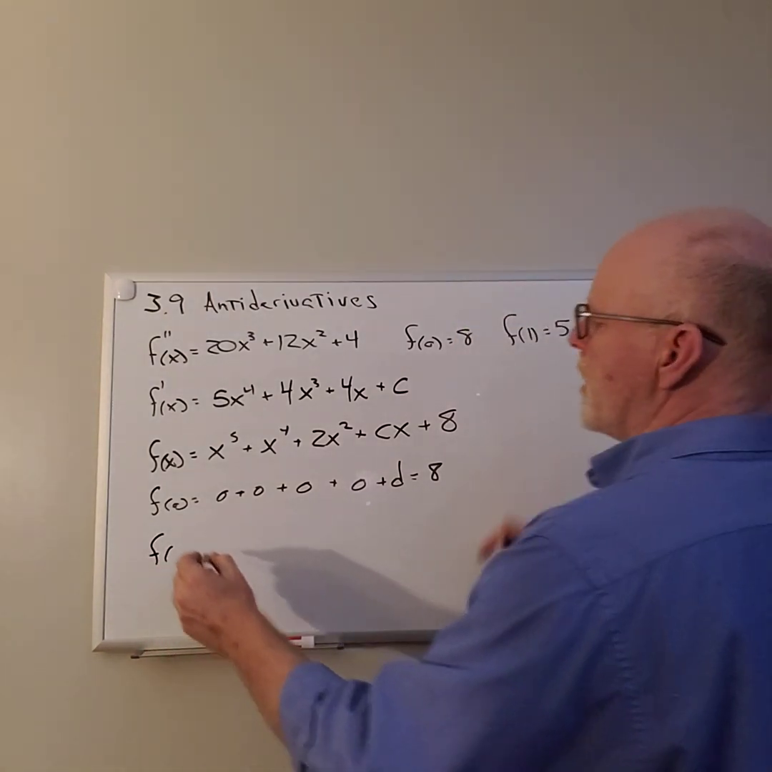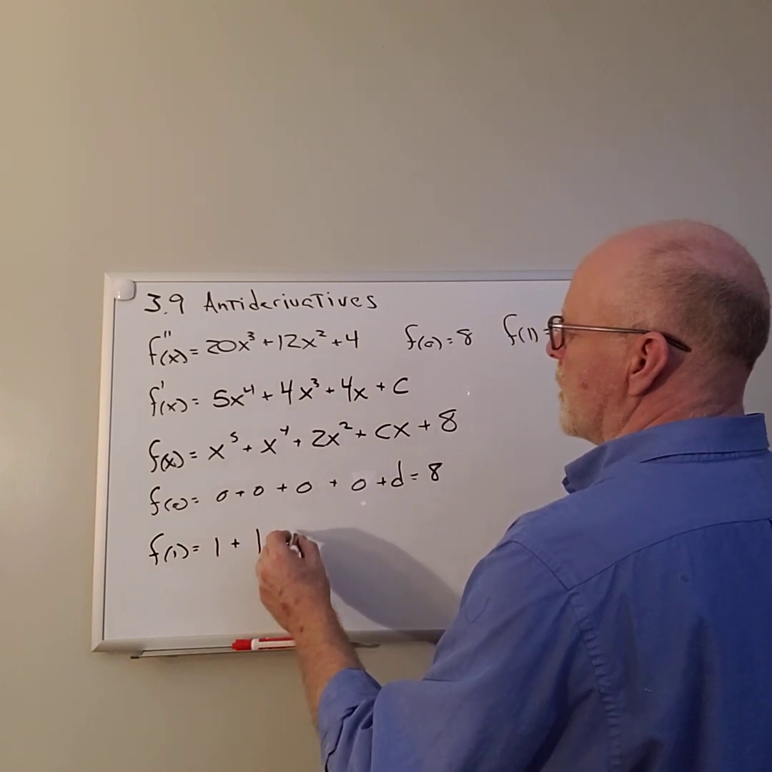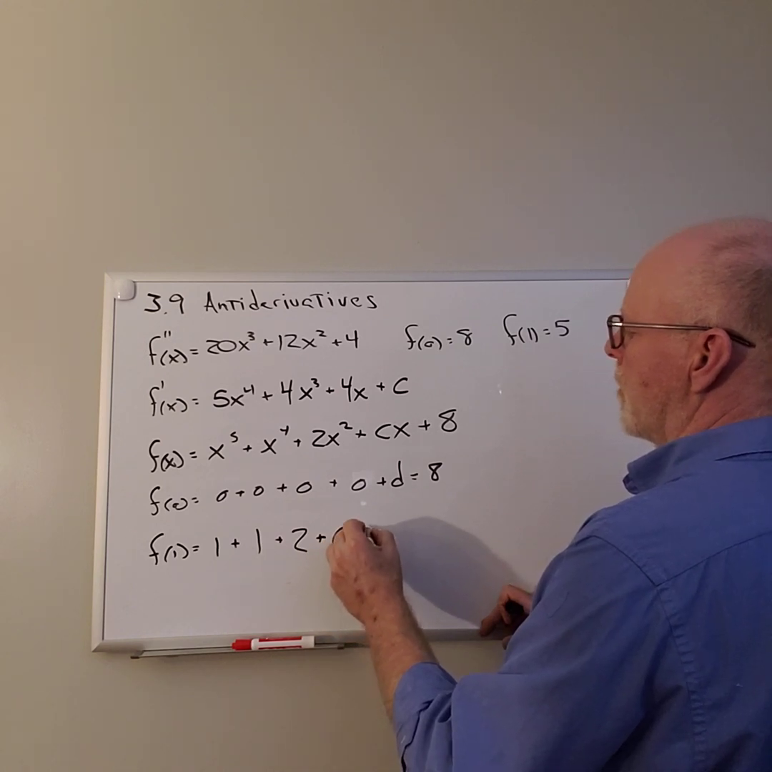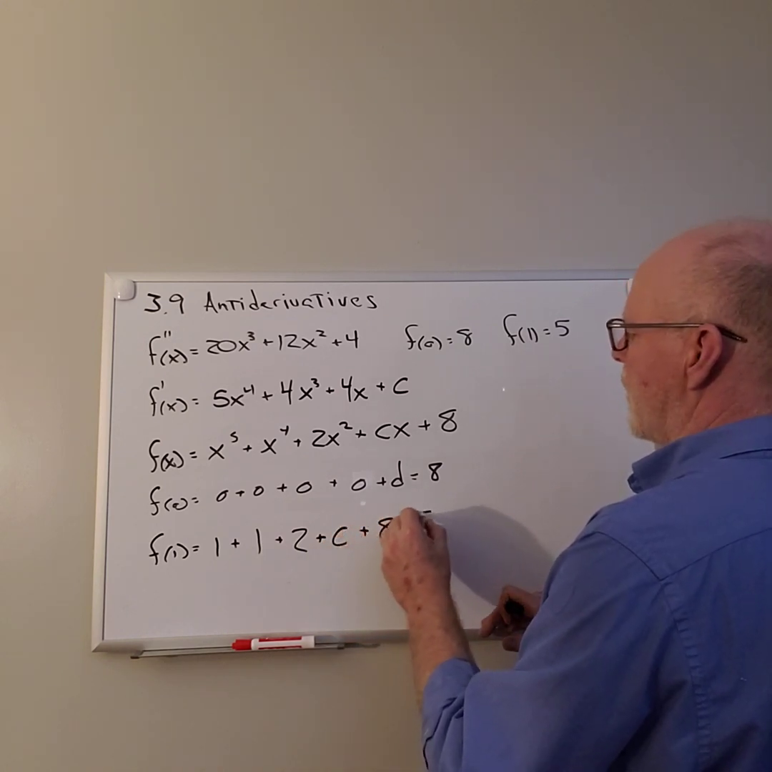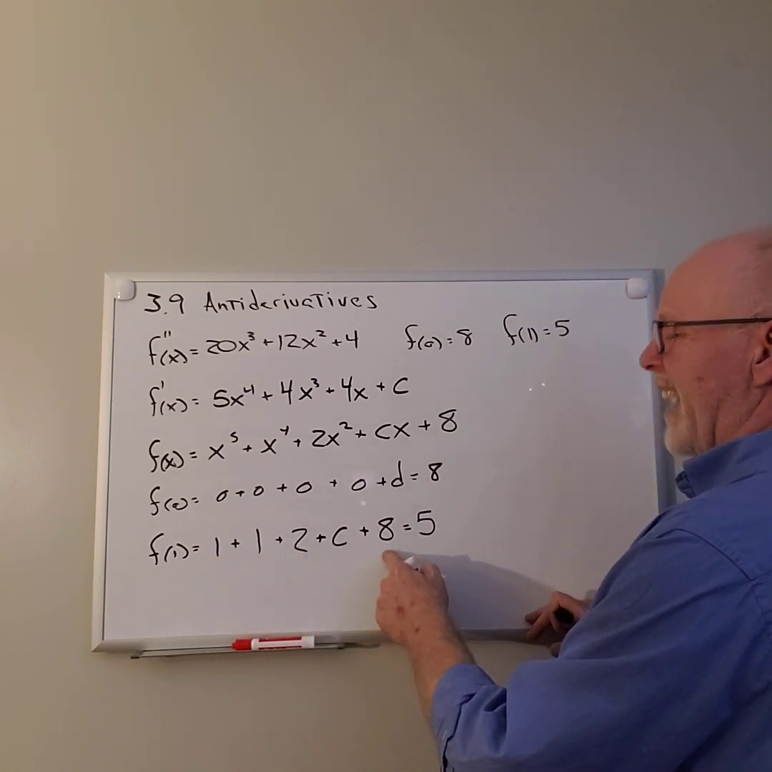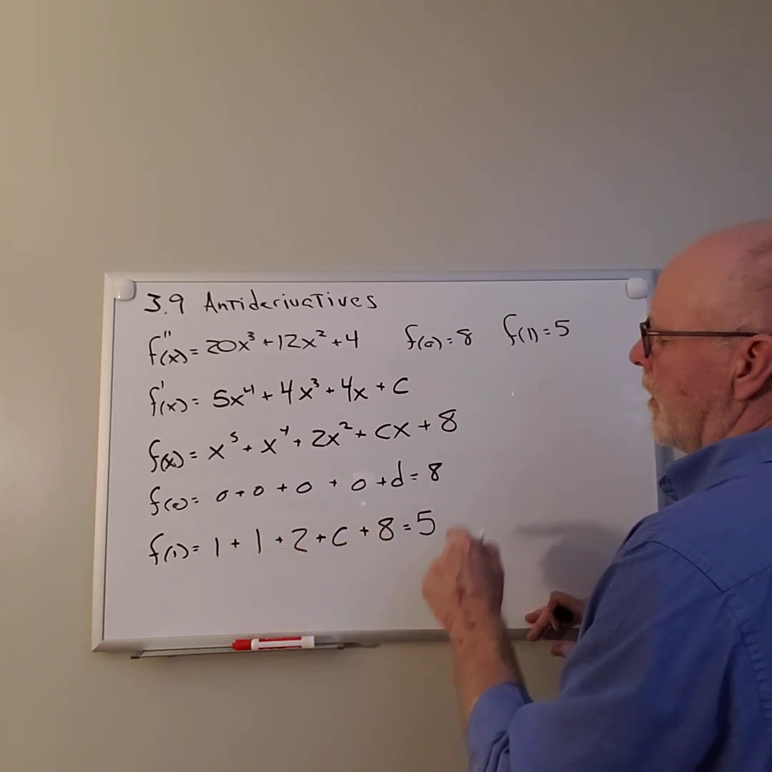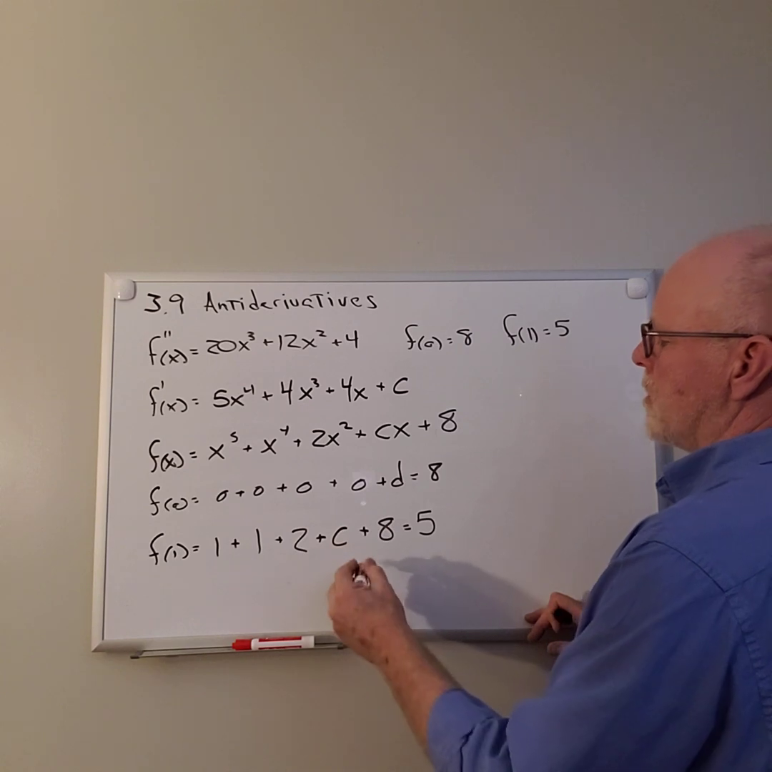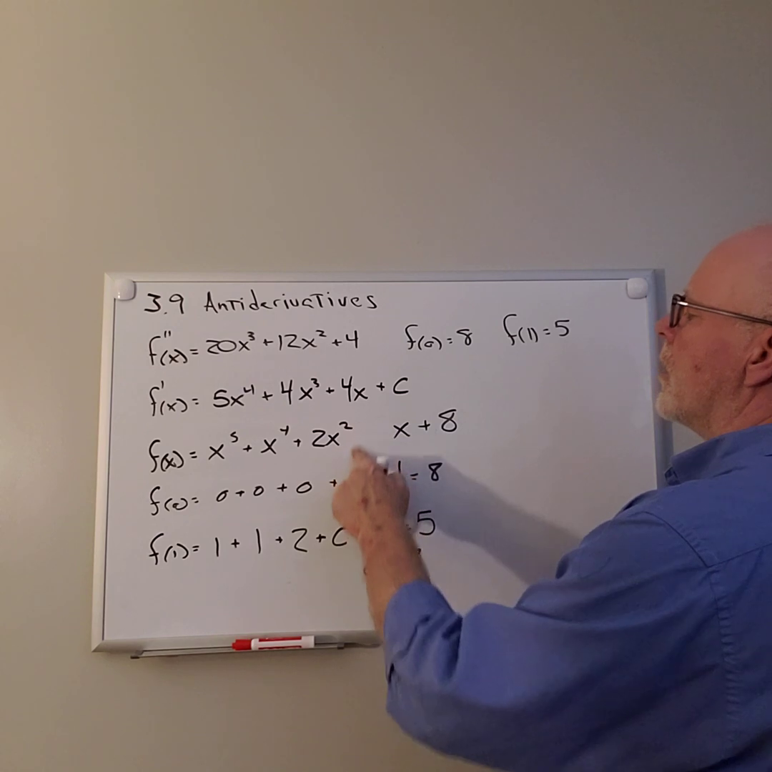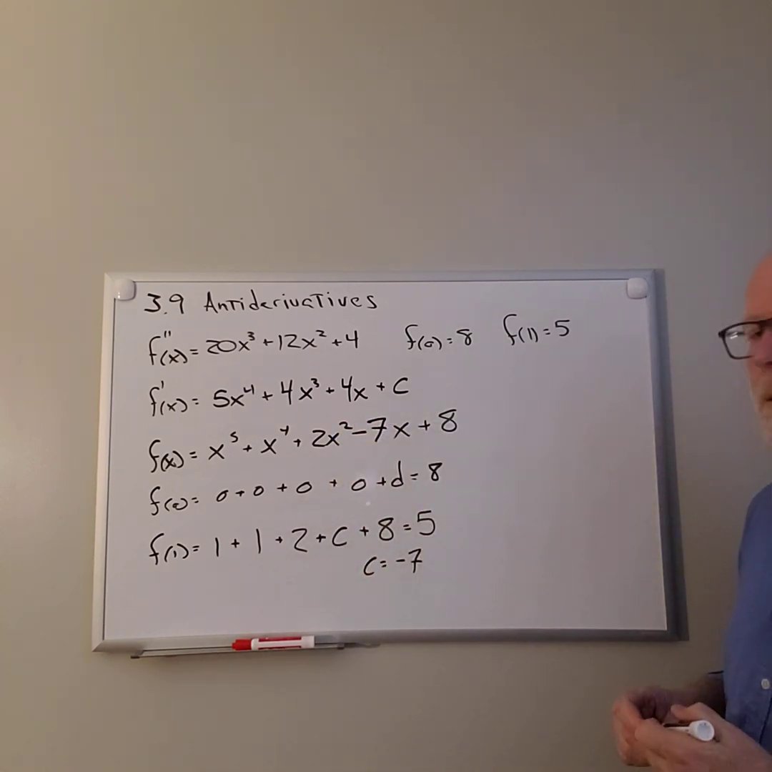If we put a 1 in here, we get 1 to the 5th plus 1 to the 4th plus 2, right, we're putting it right in here, plus c times 1 plus 8 equals 5. 1 plus 1 plus 2 plus 8 is 10. Double check. No, that's not right. 1 plus 1 plus 2 plus 8 is 12. So that c has to be minus 7 for this to work out. So our original function is x to the 5th plus x to the 4th plus 2x squared minus 7x plus 8.